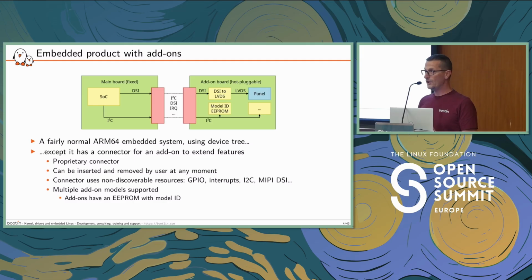Additionally, multiple add-on models are supported, and so there is an EEPROM on an I2C bus to detect the model ID and be able to handle that correctly, because different models need to be handled differently. For example, different panels.